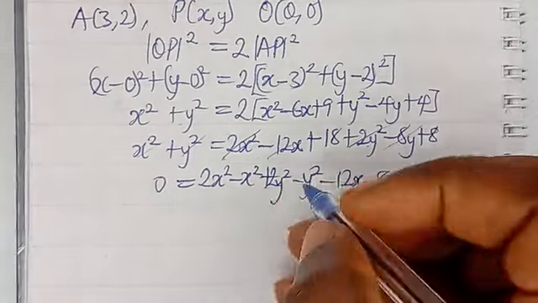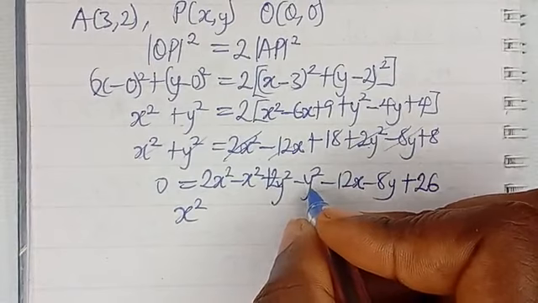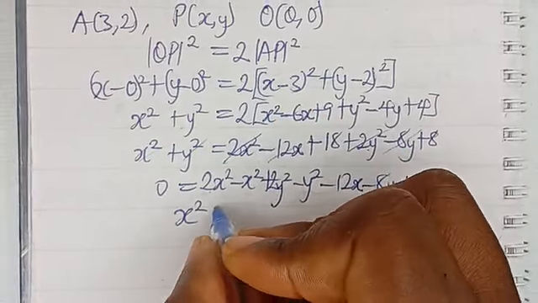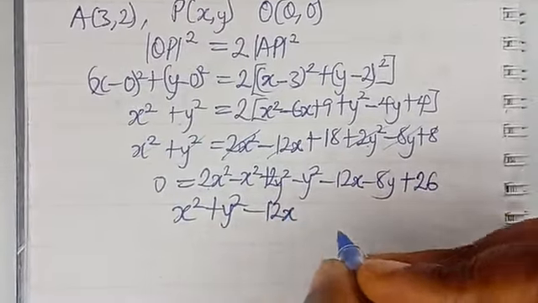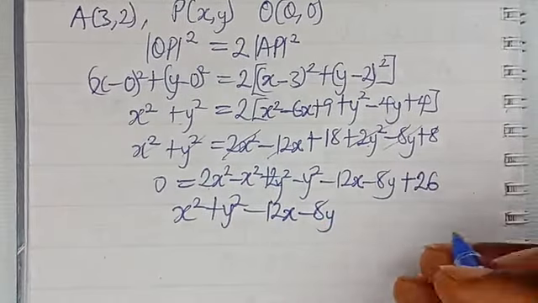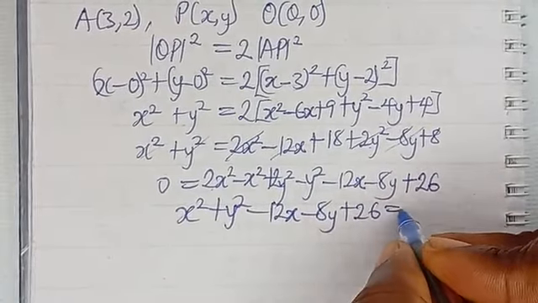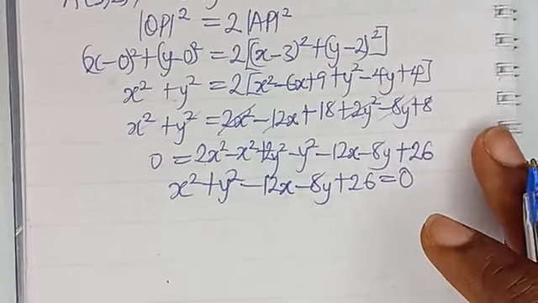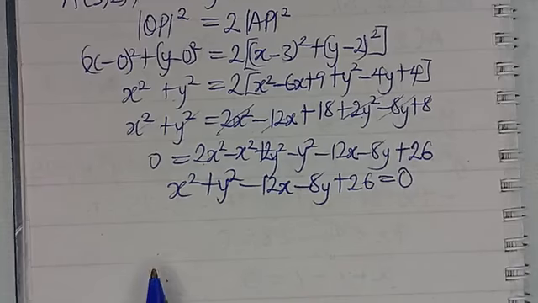So we have 2x squared minus x squared is x squared, just one of it, plus y squared remaining, and then minus 12x minus 8y, and then plus 26 equal to 0. So this is the equation of that circle. If we look at this, it forms the equation of a circle.